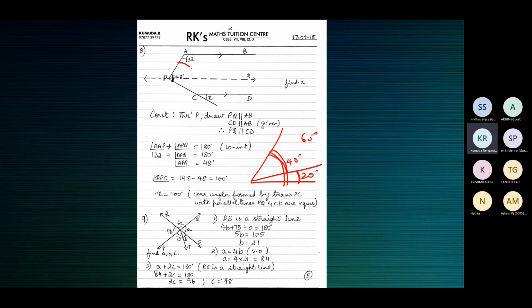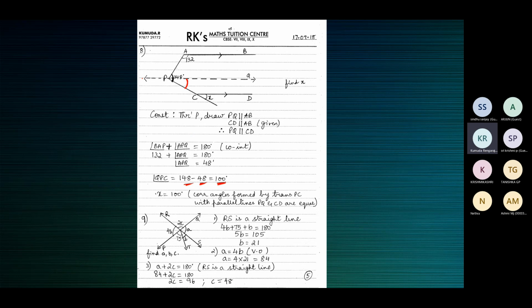Similarly, this full angle is 148 degrees. From here to here is 48 degrees. So this remaining portion will be 148 minus 48, which is 100 degrees. And that angle is called QPC. QPC is equal to 148 minus 48, 100 degrees. So we got this one is 100 degrees.